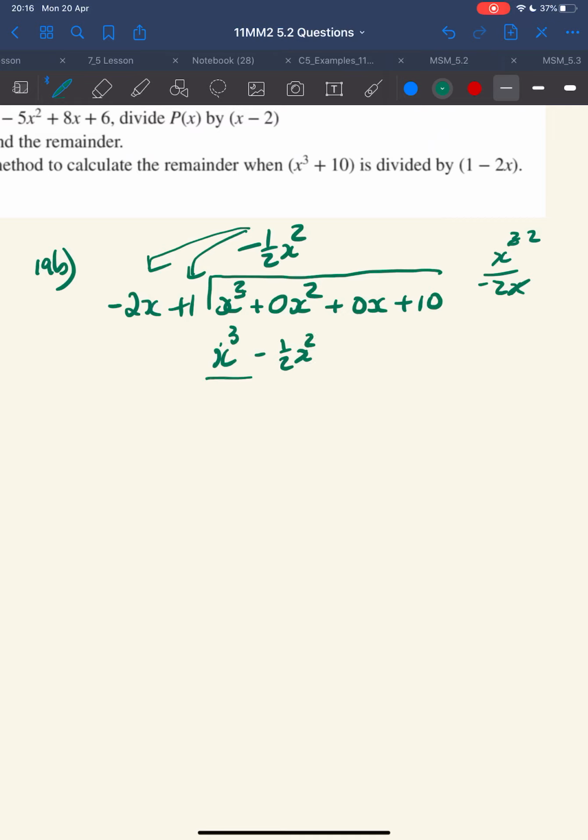I'm going to subtract. The moment I subtract, the signs change. So this becomes negative, this becomes positive. I'm going to have 0. 0 plus is plus a half x squared. Now the 0 is going to come down, so it's going to be plus 0x. That comes down.